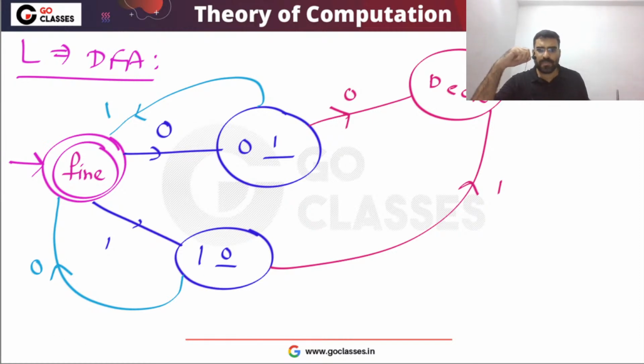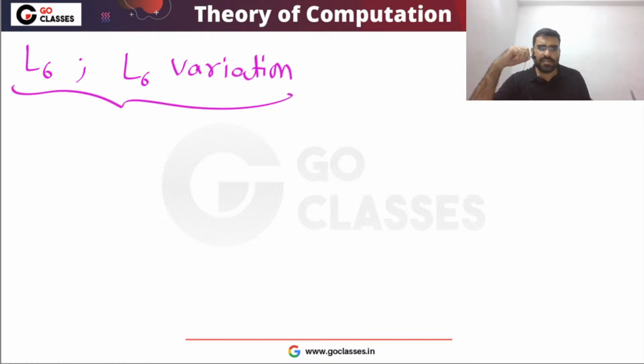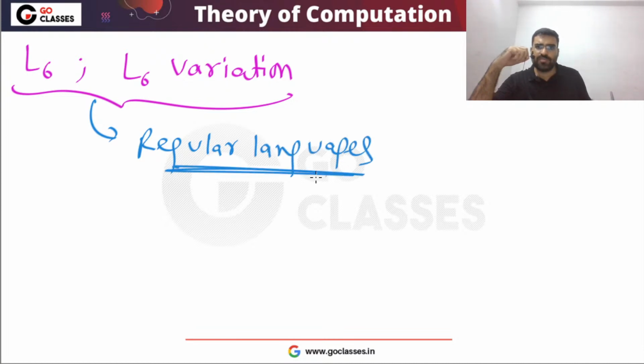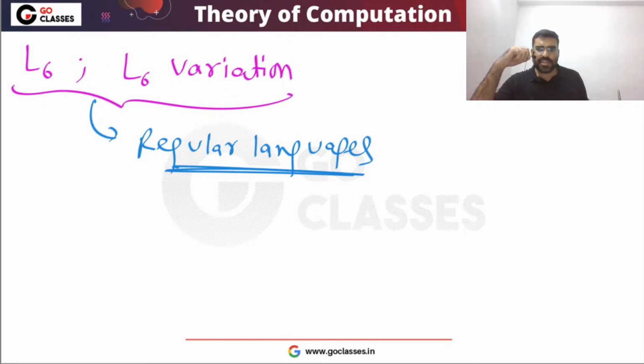This is your DFA. So these are regular languages. Yes or no? Can you notice, these two languages, L6 and the L6 variation, are regular languages because we can create a DFA for them. There exists a DFA, because they can be accepted by a DFA. So these are regular languages.